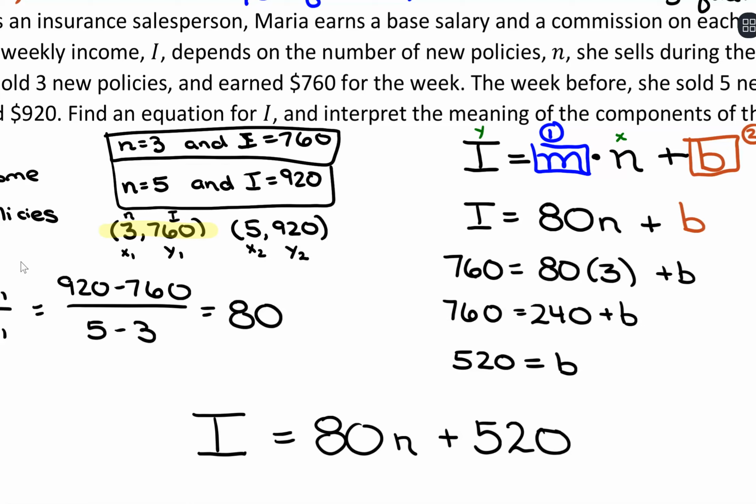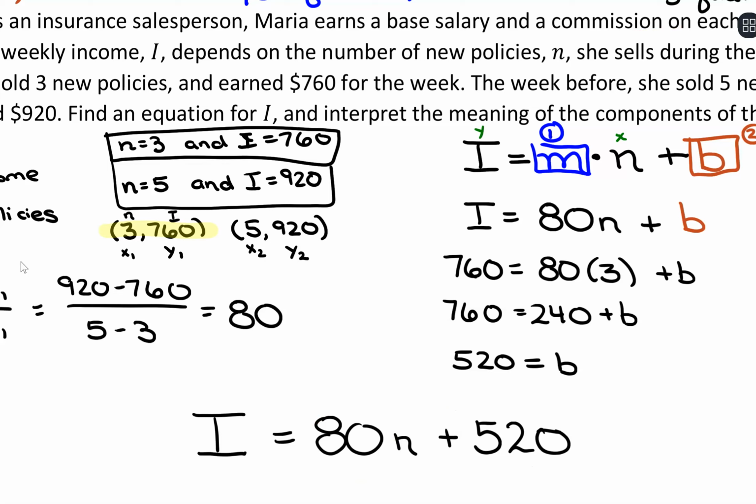So we got this information from two scenarios with a certain number of policies and a certain income, and then a different number of policies and a different income, but we could tell how the rate of change behaved, and then plugging in one of those coordinates or scenarios, we could solve for that initial value. Then what this equation tells me overall is, this 520 would be her base salary, and then her commission would be the $80.